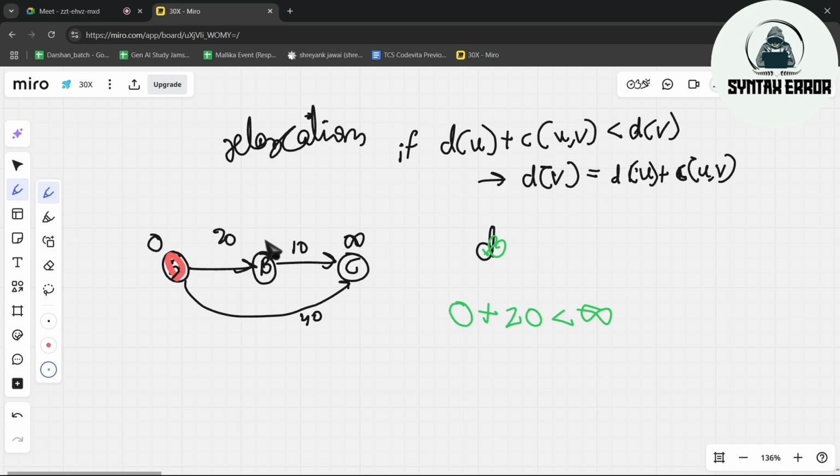I'm facing too much latency with my pad. Let me try it with this. Okay.